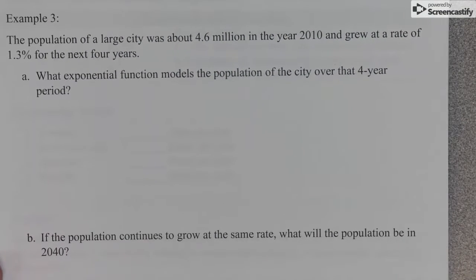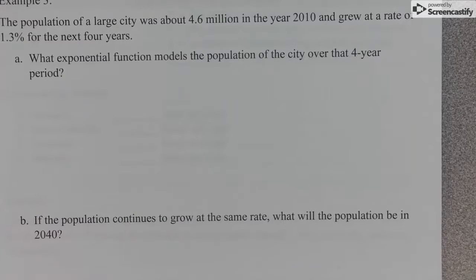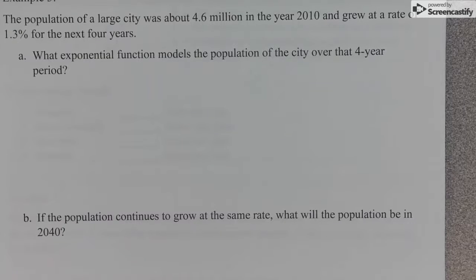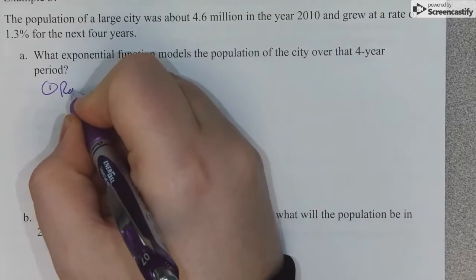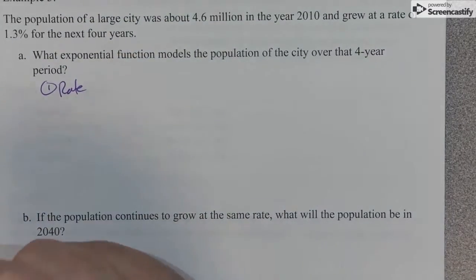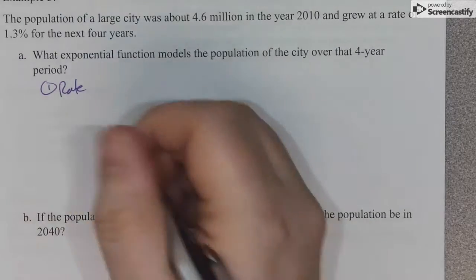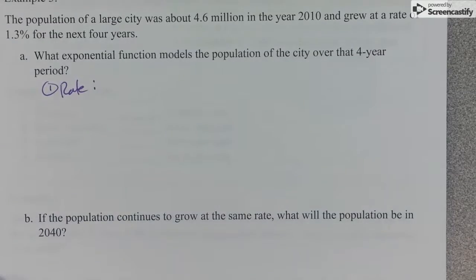Example 3, the population of a large city was about 4.6 million in the year 2010 and grew at a rate of 1.3% for the next 4 years. What exponential function models the population of the city over that 4-year period? There are some things that we need to determine before we can write our function. First, we need to determine what our rate is. At what rate is this growing over these 4 years? And that's going to be the percentage.